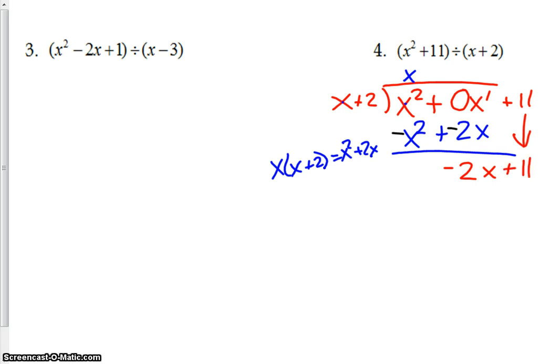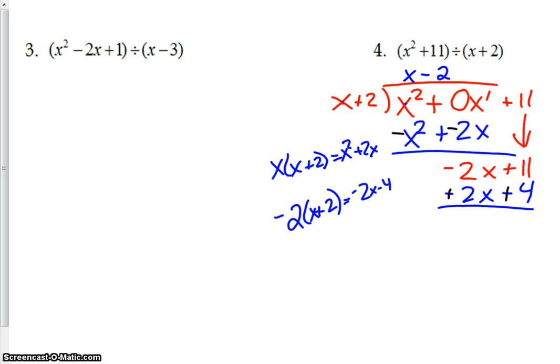plus 11. And what do I have to multiply now this x by to get negative 2x? And the answer is negative 2. Because negative 2 times x plus 2, that's kind of what I usually do in my head here, is negative 2x minus 4. All right, so negative 2x minus 4. I have to change the opposite sign, so it's going to be plus and plus here. And the answer that I get is 0 here, and it would be 15. So I'm going to take my remainder and put it over what I divided by.